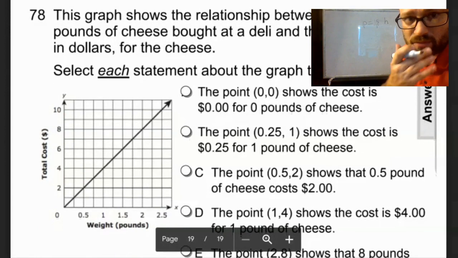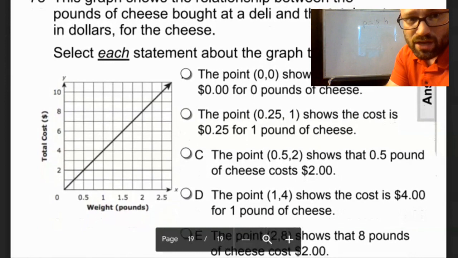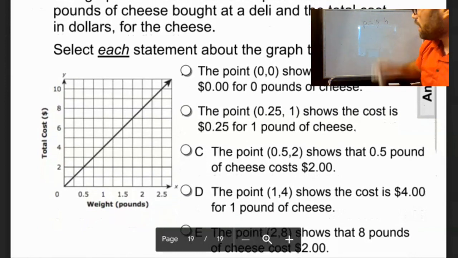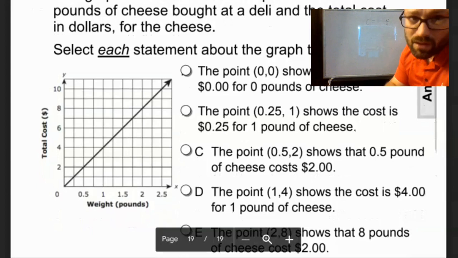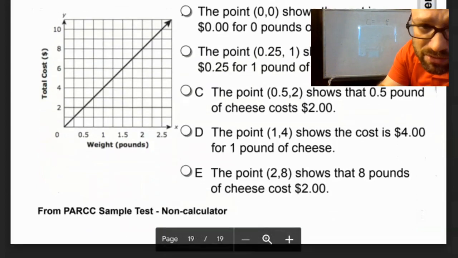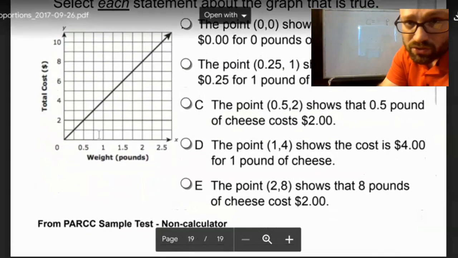All right, last slide here. This graph shows the relationship between the pounds of cheese bought at a deli and the cost. So right away, we know cost is our C, it's our y-axis, and then P for pounds. So we have to find the unit rate. Select each statement about the graph that is true. So let's see here. 0, 0, that's the origin. It shows that it costs $0 for 0 pounds of cheese. Okay, that one is true.